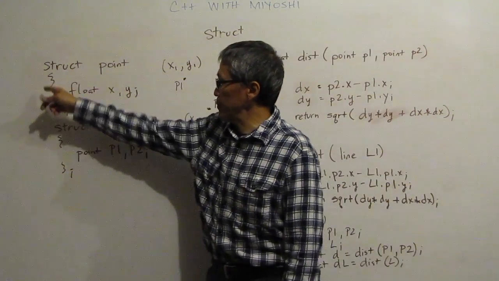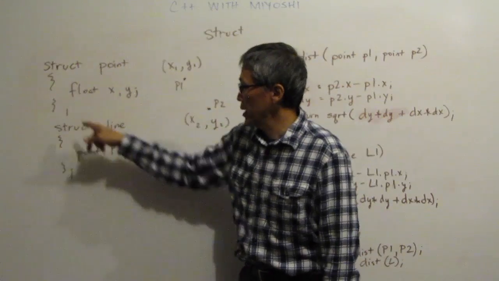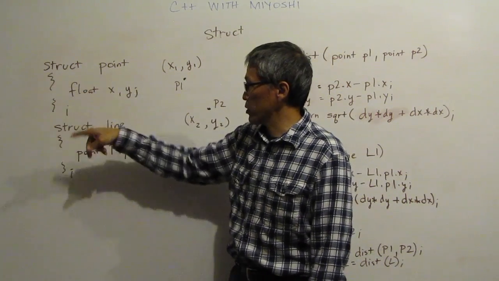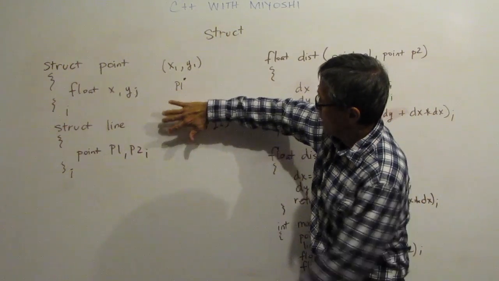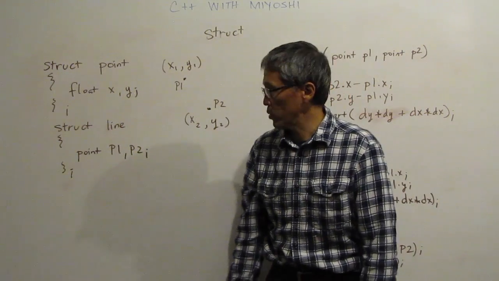Well, I can make a point with a structure. So I can create a structure called point, and I'll have my open and close curly braces with my semicolon, of course, and I have 2 floats, an x and a y, and that defines each point. So I have a point here defined by an x and a y, just like I have a point in space defined by an x and a y.